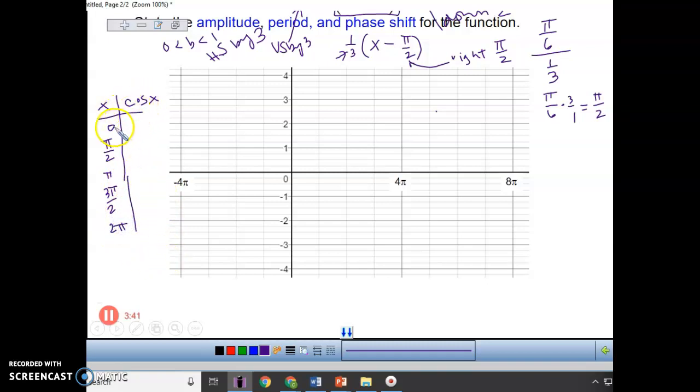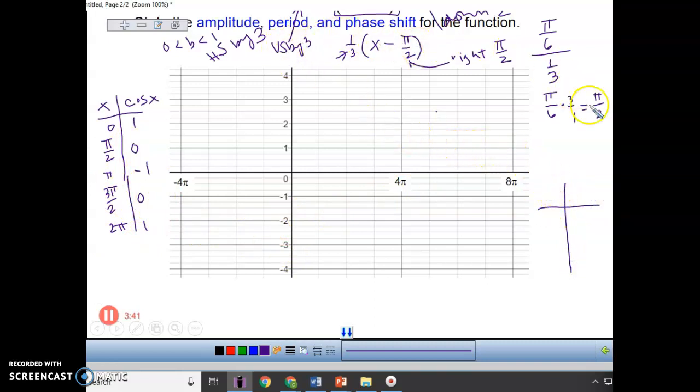Cosine of 0, if you're at 0 degrees, the cosine is 1. If you go straight up, the cosine of pi over 2 is 0. If you go to pi, the cosine is negative 1. If you go to 3 pi over 2, the cosine is 0. And if you go to 2 pi, the cosine is 1. So these are the points that we're going to be transforming. We'll use these formulas to make that happen.